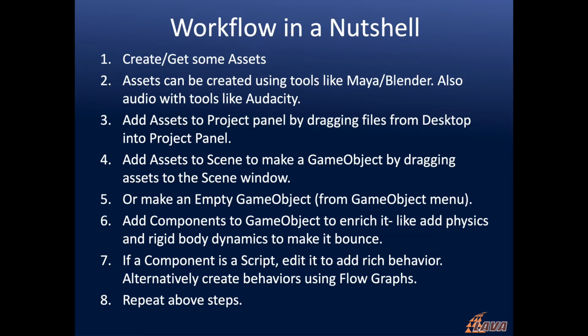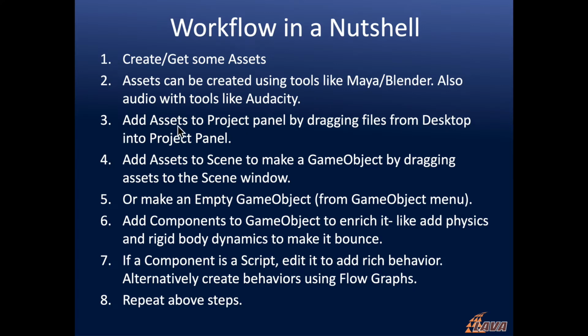So let's go through a really quick workflow of how all this stuff works. How do assets and game objects and components, what do you do with them? Or how do you control them? Or what's basically the order in which you do stuff in Unity? So first of all, you always create your asset, or you get some assets, like from the asset store. So assets can, like I said, be created using tools like Maya or Blender for 3D models. Also, you can use tools like Audacity to make sound effects of your own. Or, of course, you can download sound effect files from the internet.